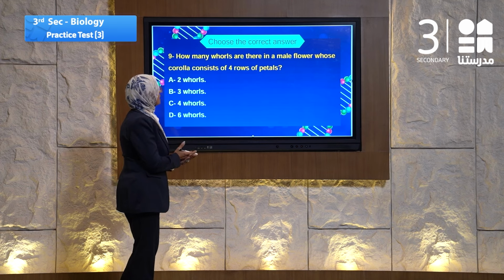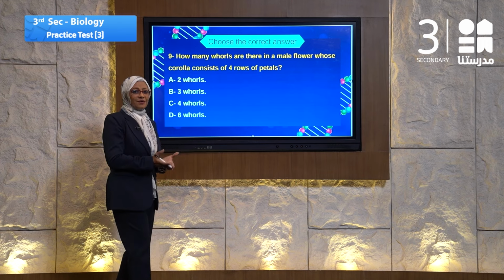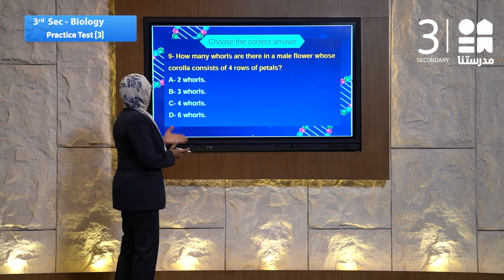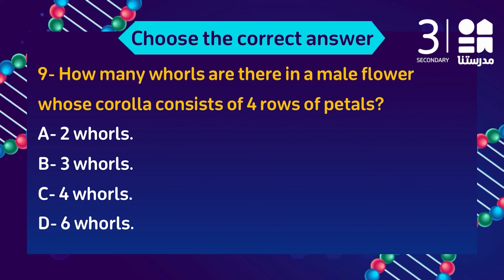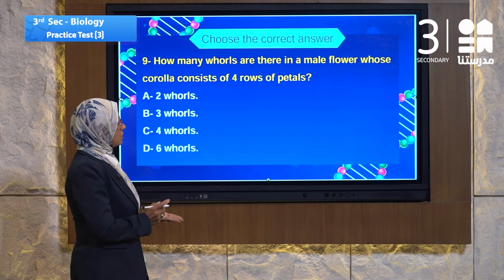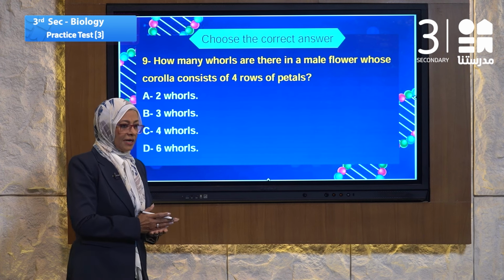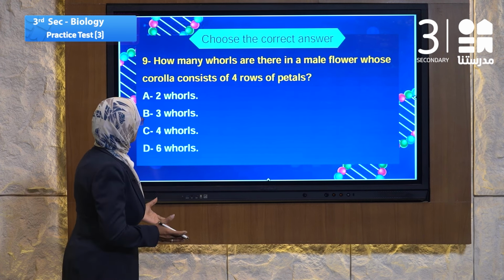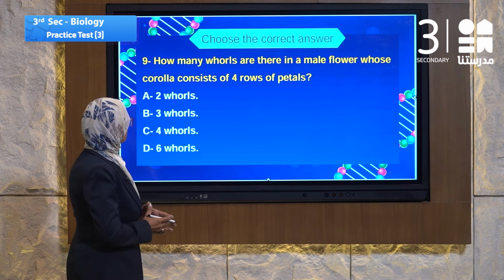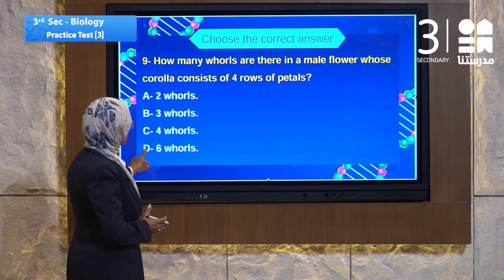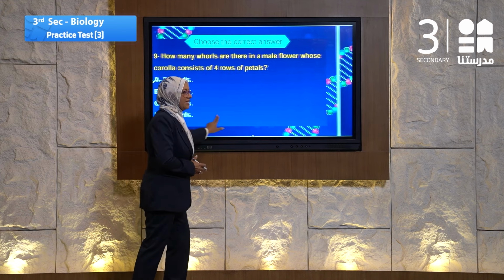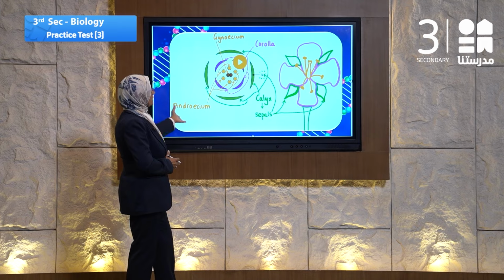Question number 9 speaks about flower reproduction again. How many whorls are there in the male flower whose corolla consists of 4 rows of petals? Let's go to the flower. The flower has many whorls. What are these? 2, 3, 4, 6. Let's draw it and see.